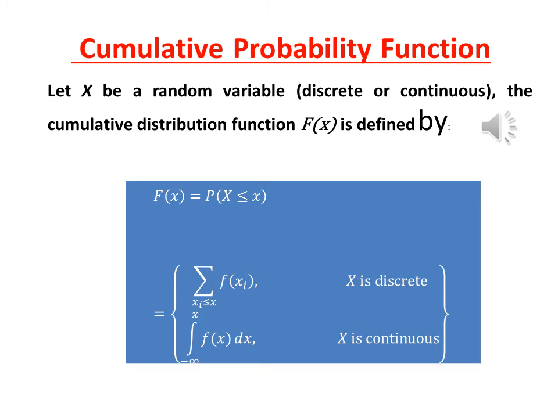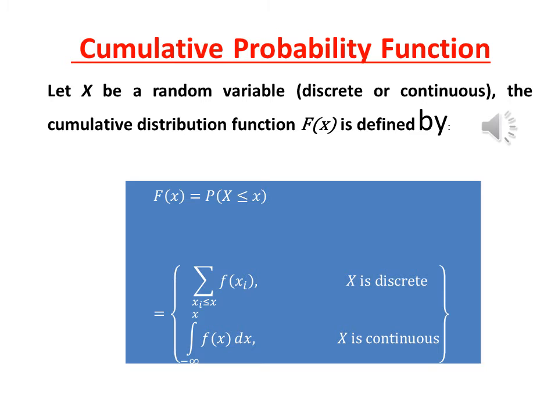We defined before the probability density function, small f of x. For the density function, the probability from x equal a to b is the integration from a to b of f of x dx. But cumulative means making addition, cumulative addition, total.